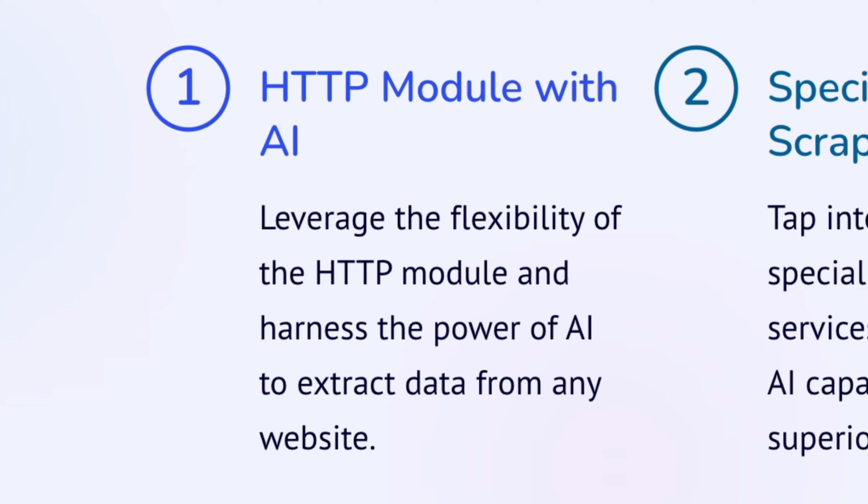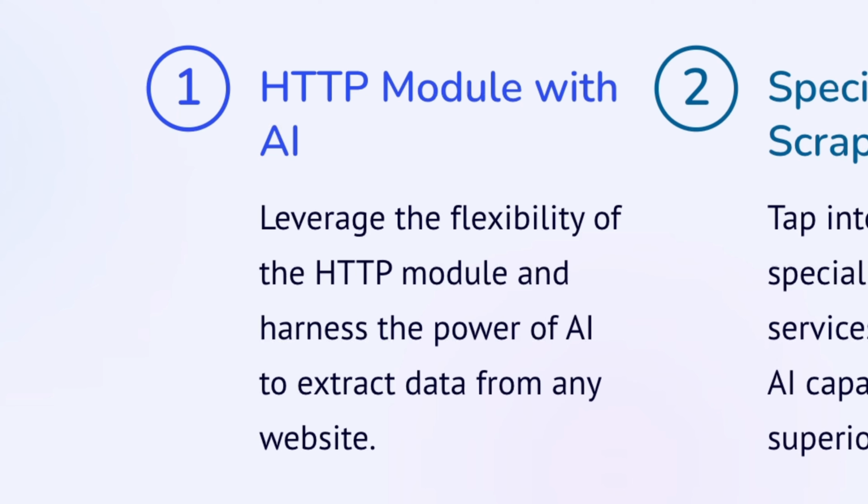First is just using the basic HTTP module in Make.com. This is the most basic level of scraping. All we're doing is going directly to the URL, getting the HTML from that page back, and then passing it into AI, whether that's OpenAI's models, Anthropic models, or any other model.